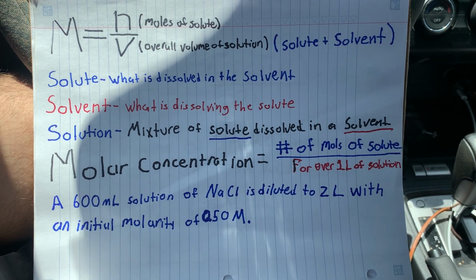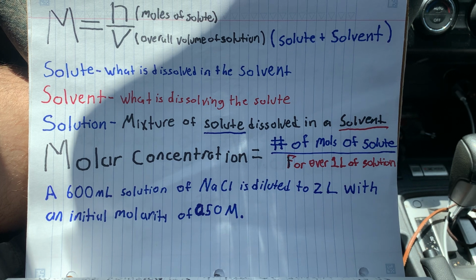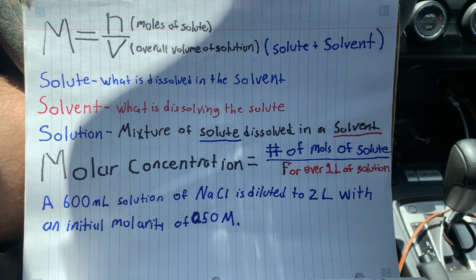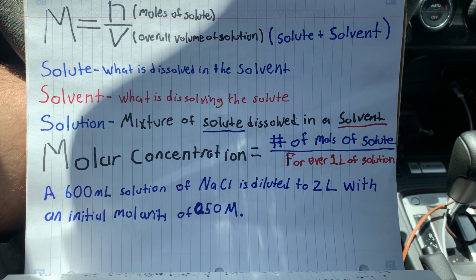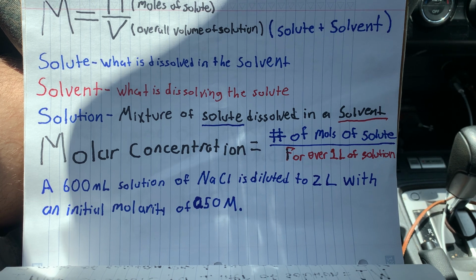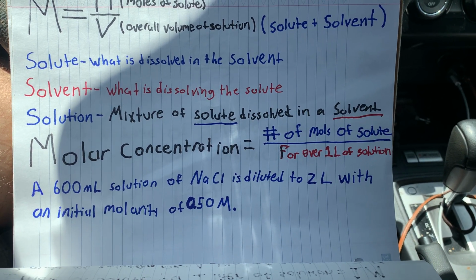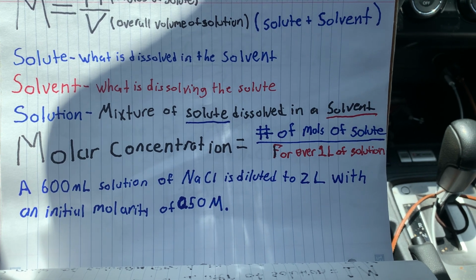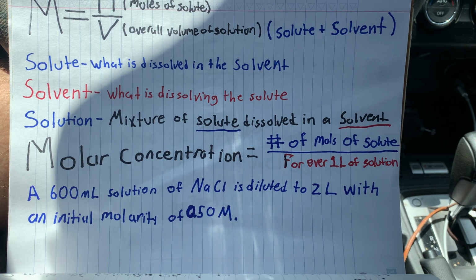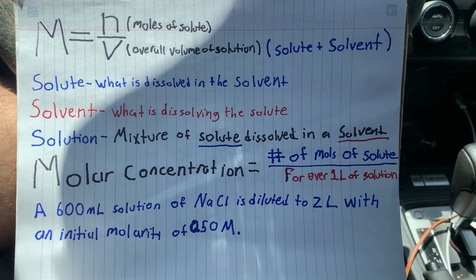So that's the solute plus the solvent. The solute is generally what is dissolved in the solvent. It usually tends to be less in mass, whereas the solvent, what's dissolving the solute, tends to be greater in mass. And the solution is the mixture of the two, with the solute being dissolved in the solvent. And so another way of thinking of molar concentration is the number of moles of solute for every 1 liter of solution, keeping in mind that the solution includes both solute and solvent.